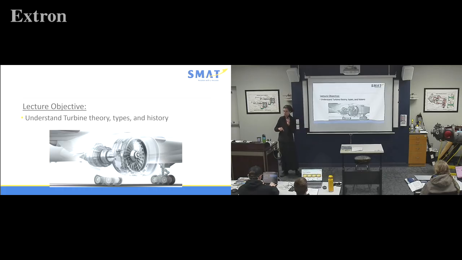I'll do the history first. And then, I forgot the theory. Okay. Can't start turbine class without a turbine startup. So here is my favorite. Does anybody have any clue what kind of engine this could be?